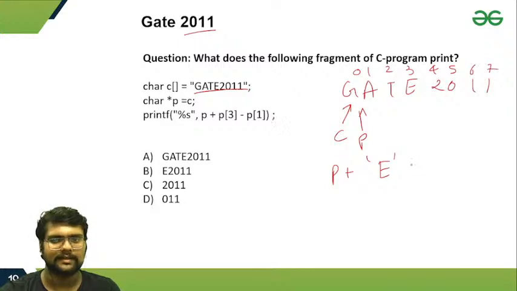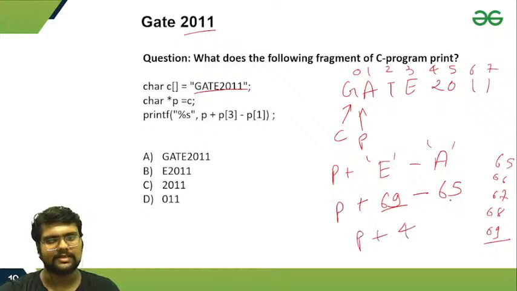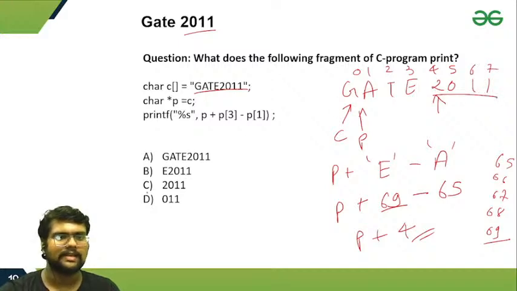P of 1 is A, and the ASCII value of A is 65. The ASCII value of E: just add 5, so 65, 66, 67, 68, I think it will be 69. Yes, it is 69. So the ASCII value of E is 69 minus 65, which is 4. So it would be P plus 4, and P plus 4 is pointing to this 2. So when we print this, it will print 2011. So our answer would be 2011.